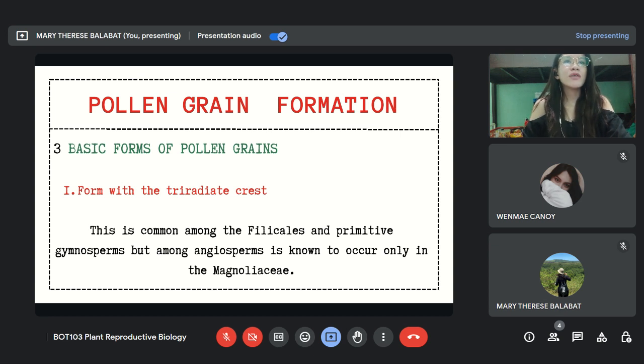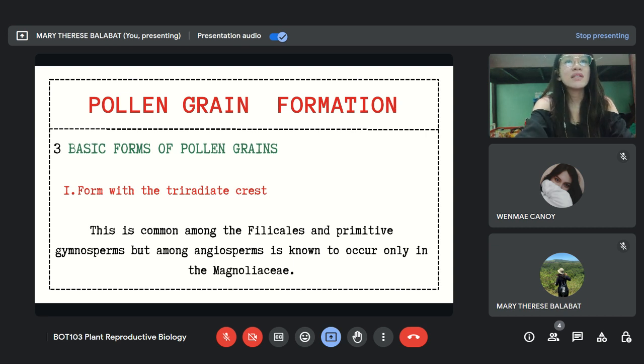Each of the radii of the crest is a double ridge which may easily split open, providing lines of dehiscence through which the sporoplast emerges at the time of germination. So this form is actually common to the Filicales and gymnosperms.